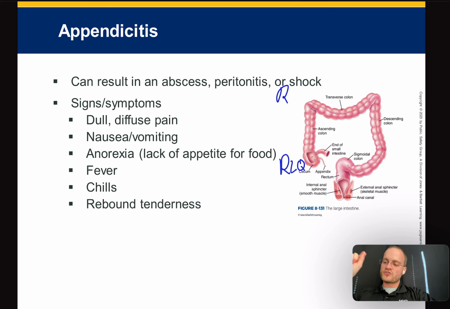But if they have dull, diffuse pain, they will have nausea, vomiting, and diarrhea. They will have anorexia, which means they won't want to eat, right? Fever, they can present with fever, they usually will, and chills. And remember that whole rebound tenderness thingy, right? So as you push down on that area, it will hurt, but as you let go, it will also hurt.